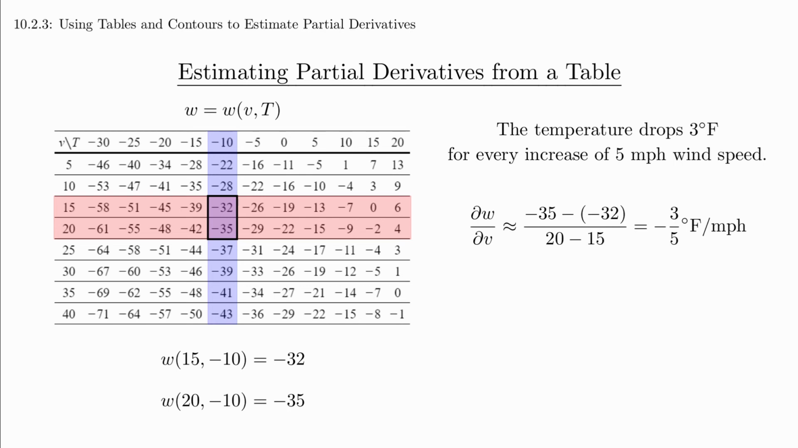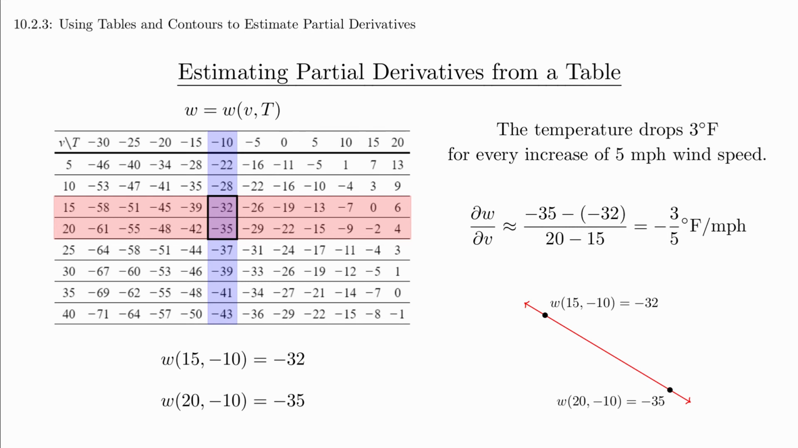We can translate this into an estimate of the partial derivative. The partial derivative is negative 3/5 degree per mile per hour. This value is the slope of the line that passes through the 2 points on the graph. And that is the basic intuition of what it means to be a partial derivative: how much does the function change if you change one of the input variables by a small amount?